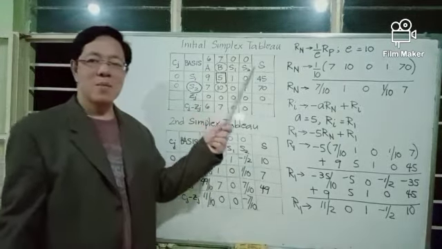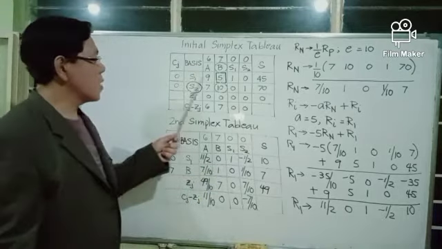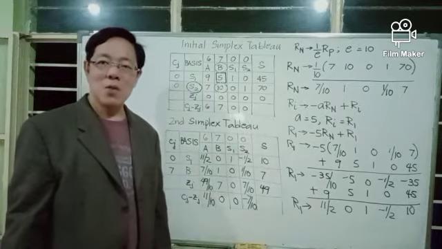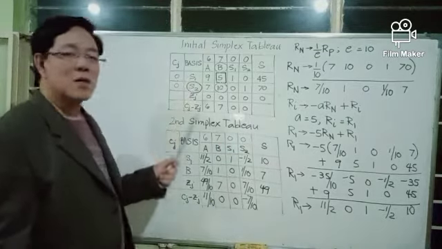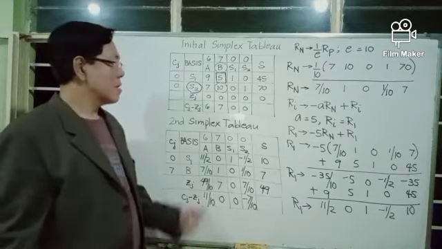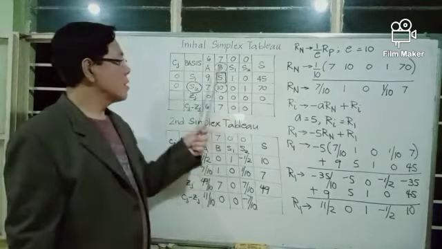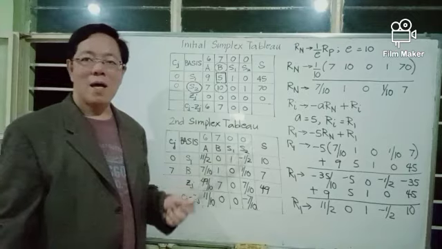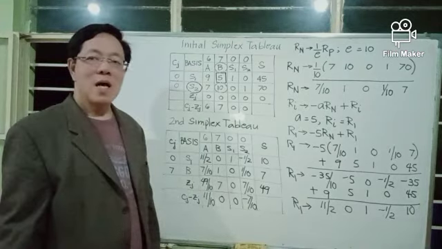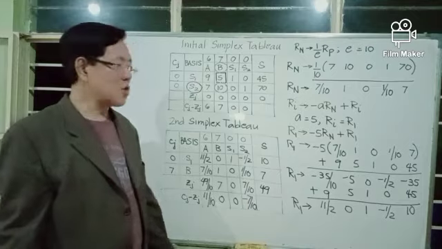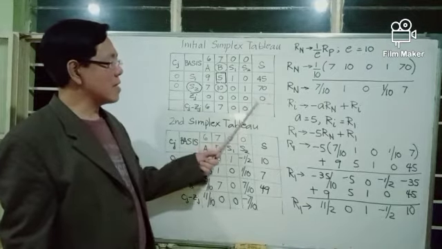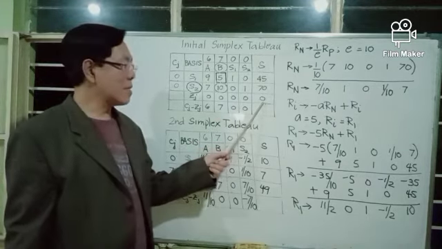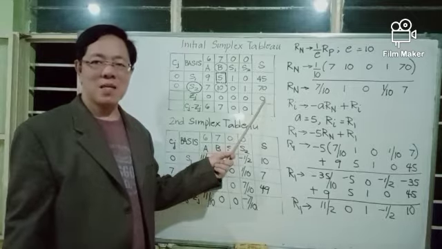For the initial simplex tableau, in our initial solution, S1 is equal to 45, S2 is equal to 70. And we said that those variables that do not appear in the basis column have values of 0. Thus, the decision variables A and B did not appear in the basis column, and hence their values are 0. We also said that the value of the objective function is given by the last entry in the last column. Here's the last column, and the last entry is 0. And that's the value of the objective function.